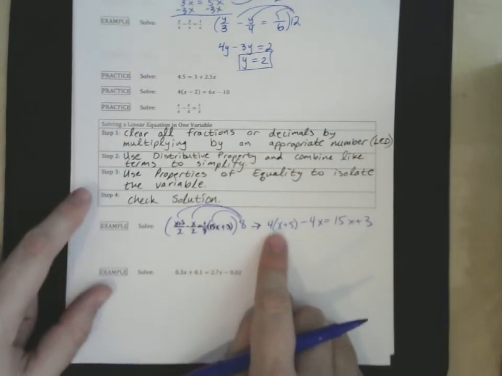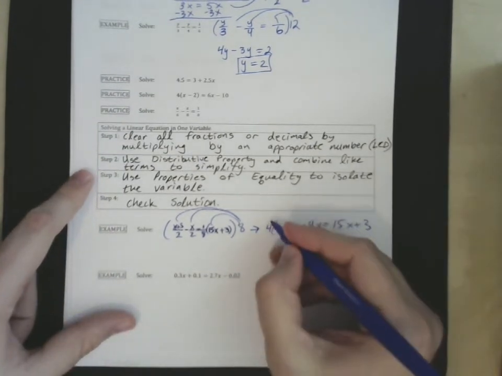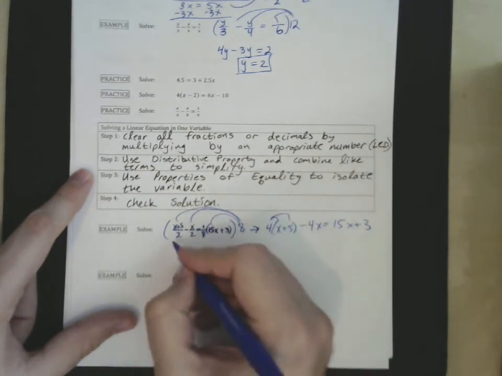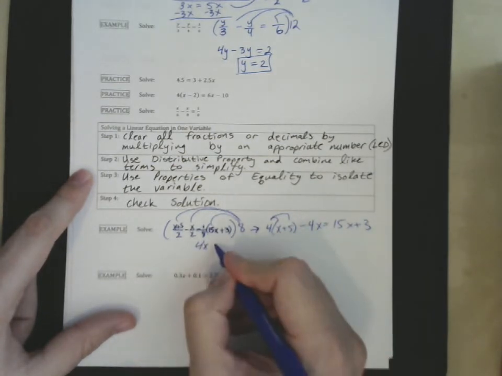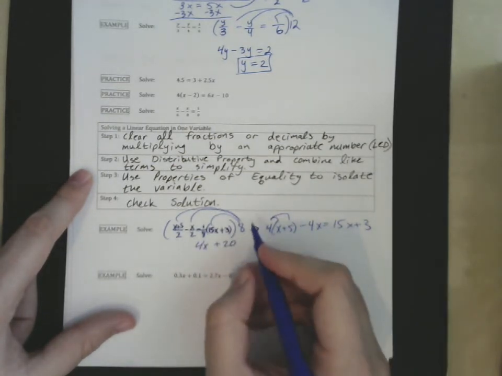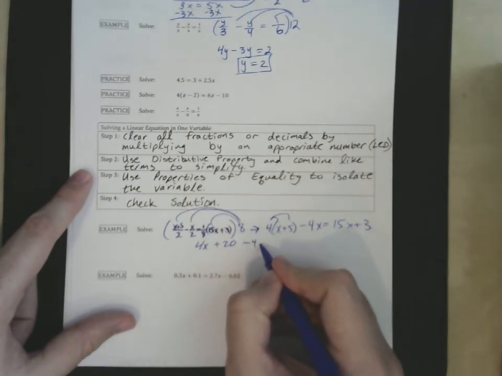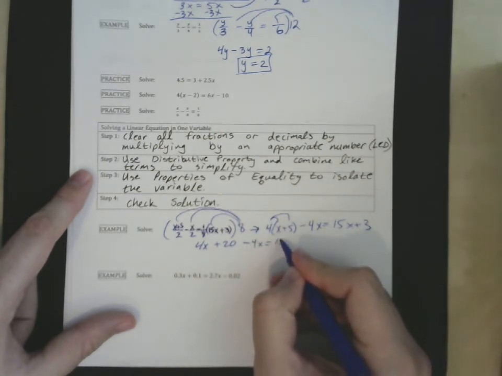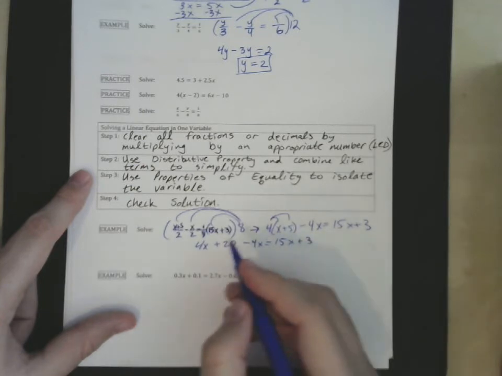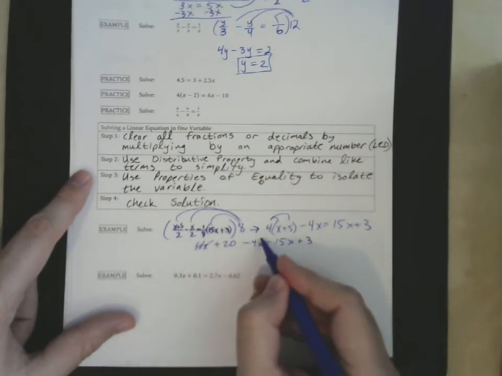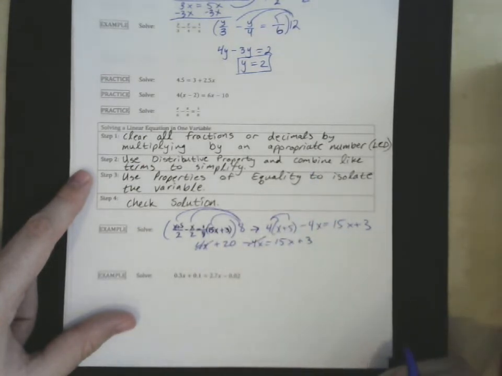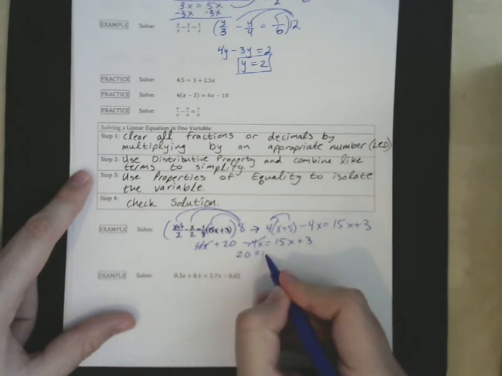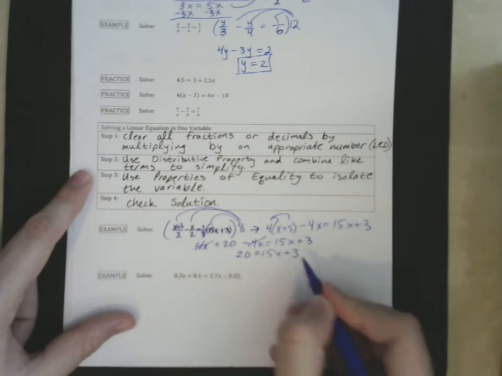So now we have step 2. We need to use a distributive property. Distribute that 4 to both. And we have 4x plus 20 minus 4x equals 15x plus 3. 4x minus 4x cancels out. We're combining like terms. And we have 20 equals 15x plus 3.